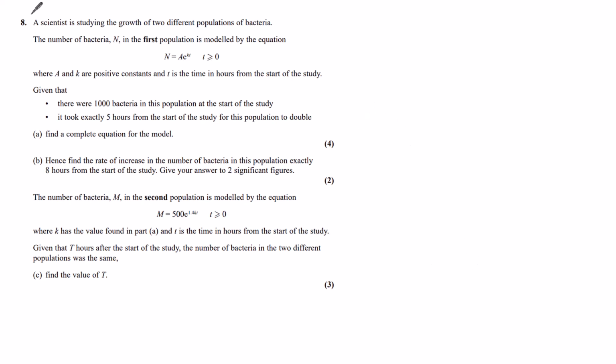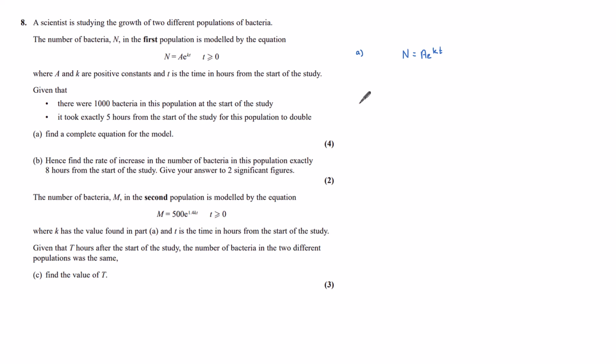Question 8. A scientist is studying the growth of two different populations of bacteria. The number of bacteria, n, in the first population is modelled by the equation n = ae^(kt), t ≥ 0, where a and k are positive constants and t is the time in hours from the start of the study. Given that there were 1,000 bacteria in this population at the start of the study, and it took exactly 5 hours from the start of the study for the population to double, part A, find a complete equation for the model.